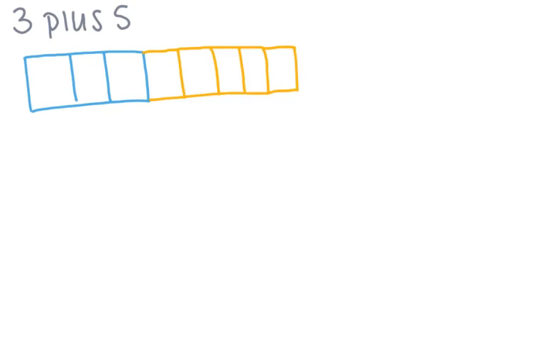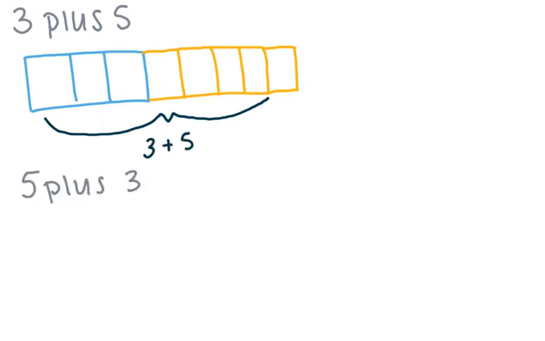We're going to start by using 3 plus 5, and we're going to first create a bar diagram that is going to show 3 plus 5. So in blue, I have drawn 3 boxes to represent the 3. And in yellow, I have attached 5 boxes to show 5. So altogether, this shows 3 plus 5. But what if we reversed it and we had 5 plus 3?